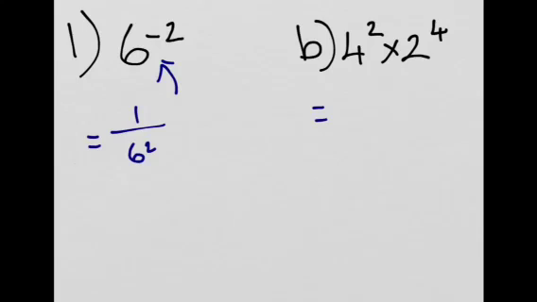For part B, you're simply just doing 4 squared times 2 to the power of 4. So literally, whatever the answer is for 4 squared goes in there, and whatever the answer is for 2 to the power of 4 goes in there, and then you work out the answer from there.